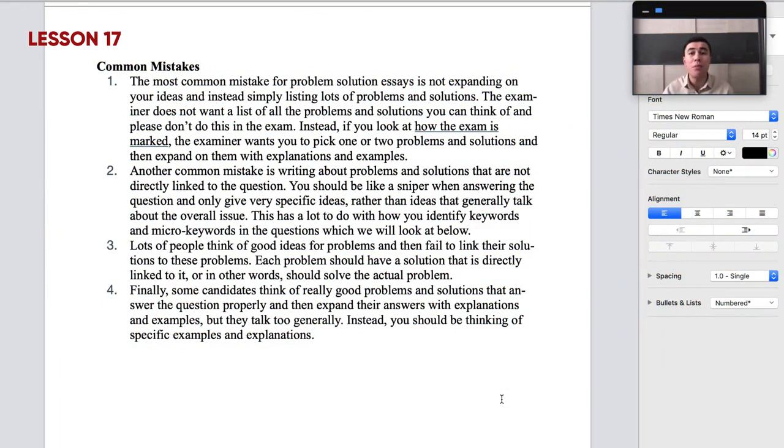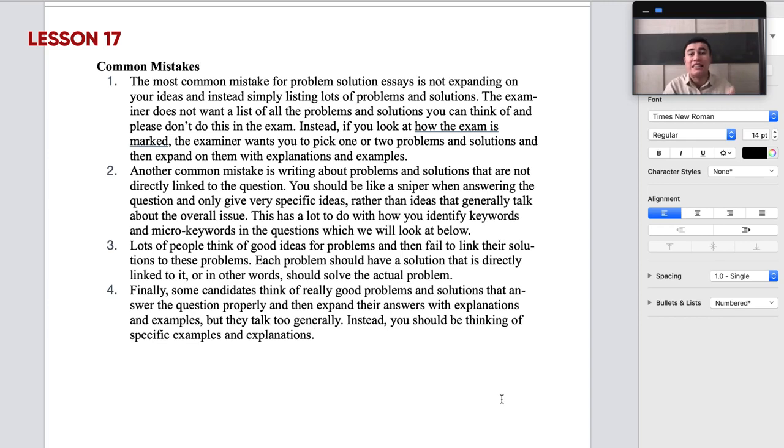First, the most common mistake for problem solution essays is not expanding on your ideas, and instead, IELTS candidates are likely to simply list lots of problems and solutions. The examiner doesn't want a list of all the problems and solutions you can think of, and please do not do this in the exam.